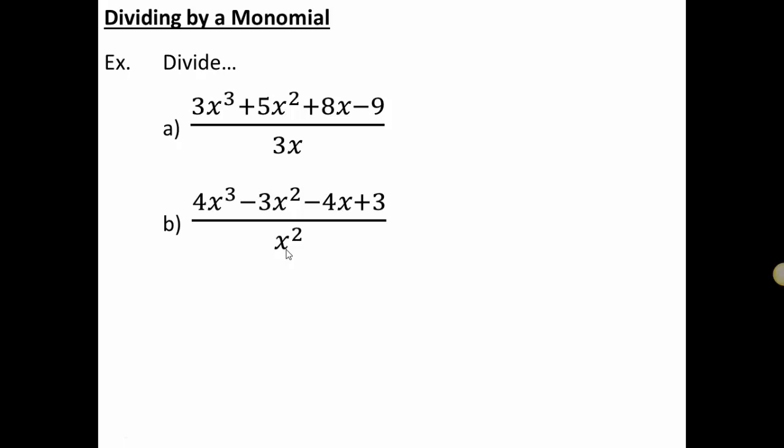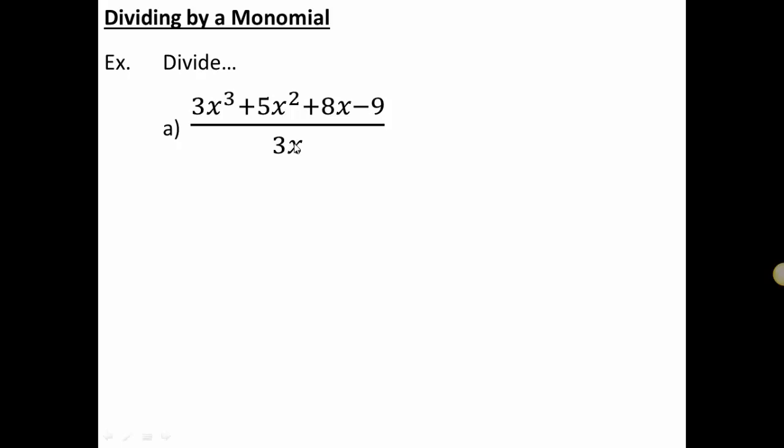And when we're dividing by a monomial, we don't need any special techniques. We just need the basic idea of having a common denominator when you're adding or subtracting fractions. Essentially what we have here, 3x cubed plus 5x squared plus 8x minus 9 divided by 3x, is the end result of adding and subtracting fractions together. The common denominator was 3x.